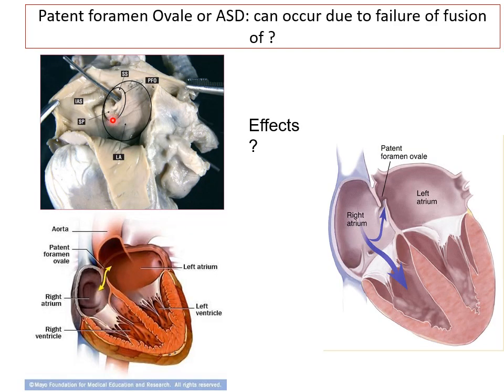So here is, if there is a patent defect, patent foramen ovale. Small defects may go unnoticed, but big defects obviously are known as atrial septal defects, and what will be the problems that can happen? So there will be mixing of blood. Think of what can happen with a large atrial septal defect, and obviously the treatment is surgical.